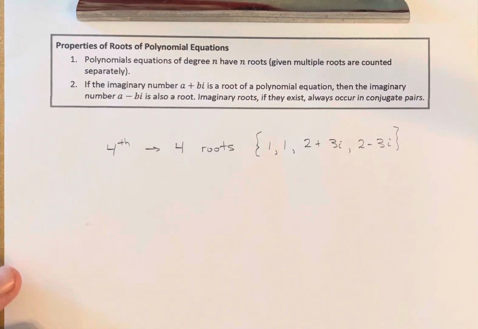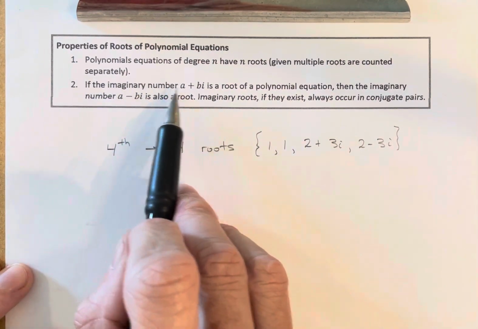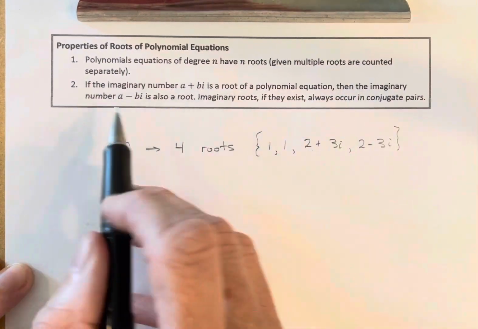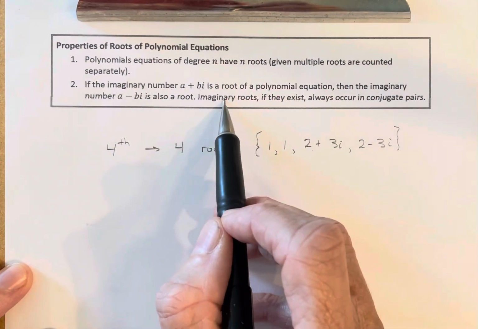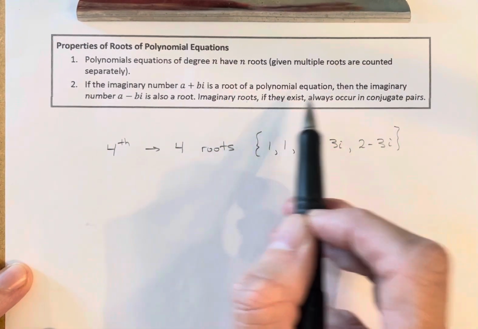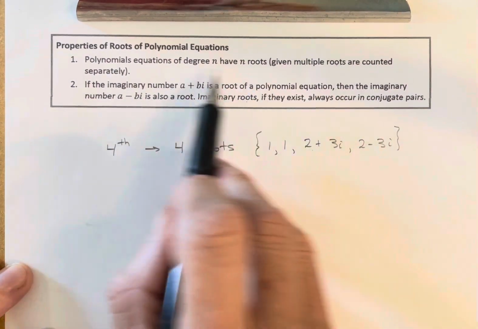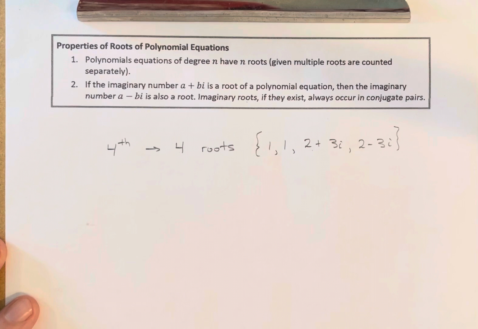And the second thing we want to note, if the imaginary number a plus 3i is a root, then the imaginary number a minus 3i is also a root. Imaginary roots, if we have them, always occur in conjugate pairs. So we want to keep that in mind too. As you work with this, using the graph really does help to find the roots that the graph shows you until you work it down to a quadratic.